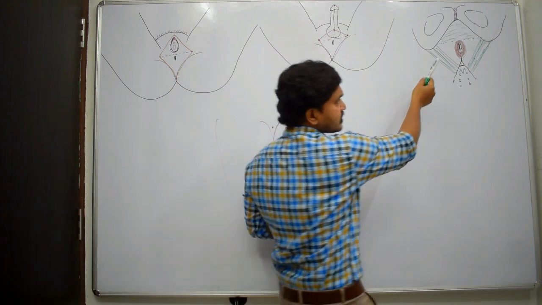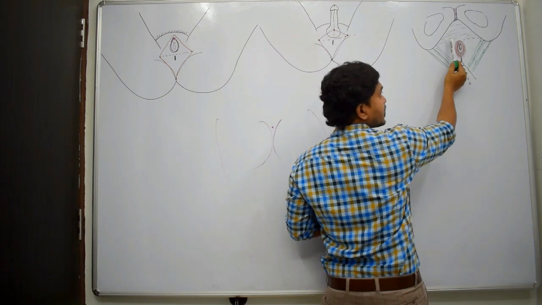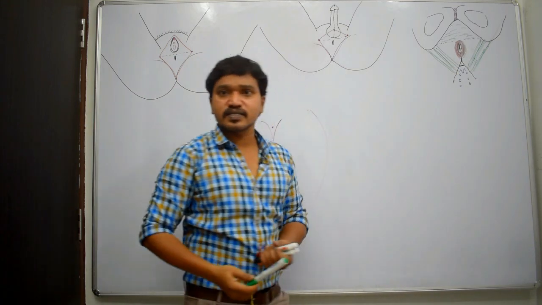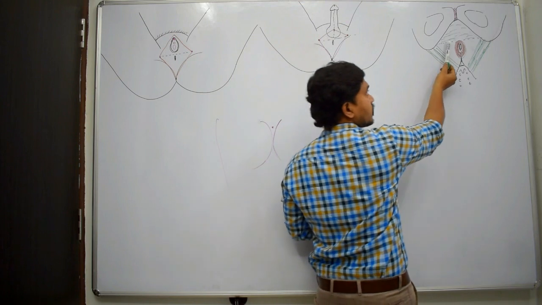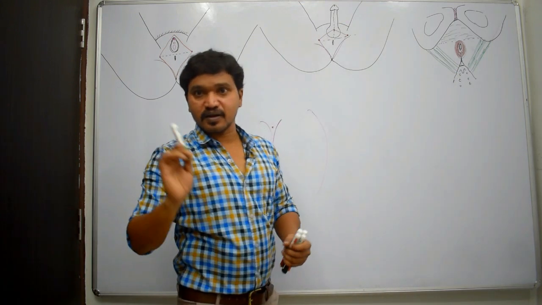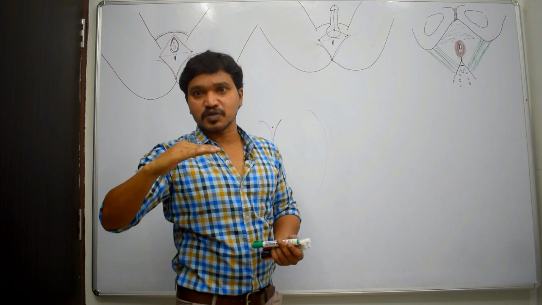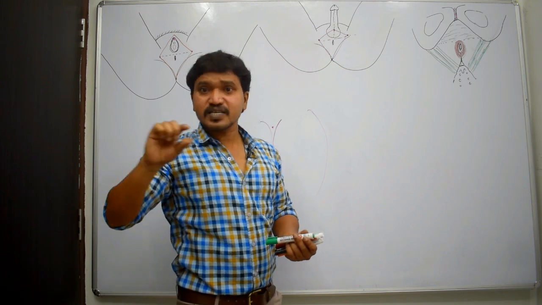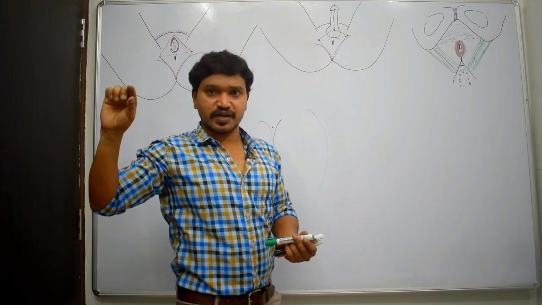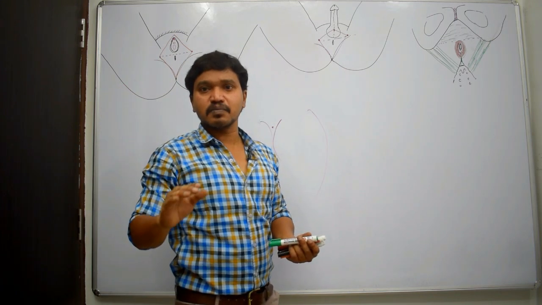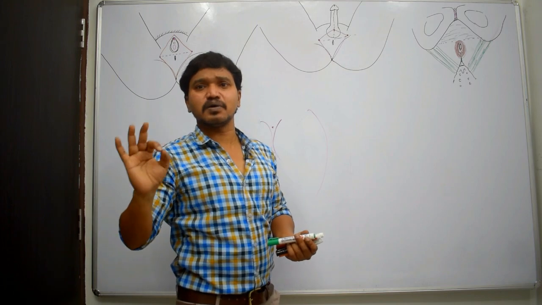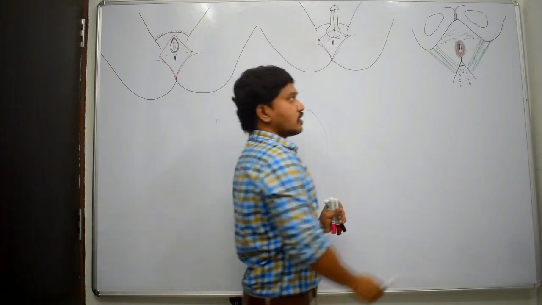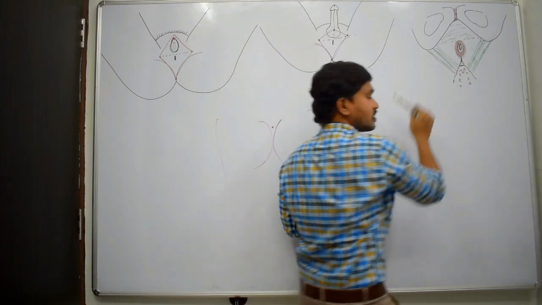So, here we can see some boundaries. If you see the boundaries of this space, what can we say about the anterior boundary? Very simple. Anteriorly, the perineal membrane. Above the perineal membrane, one transverse muscle will be there. Below the perineal membrane, another transverse muscle will be there. Those are the superficial transverse perineae and deep transverse perineae. If you can remember those two muscles, fine. Otherwise, simply remember anteriorly the perineal membrane. That is sufficient.